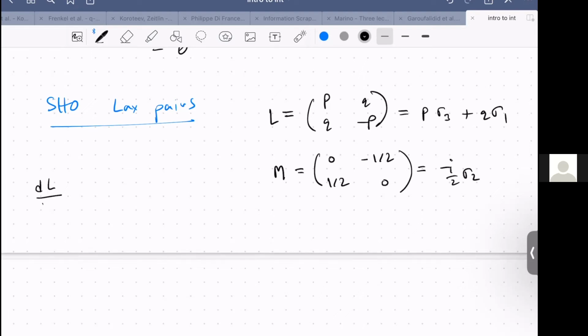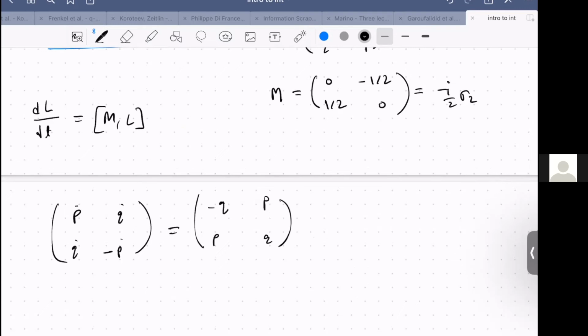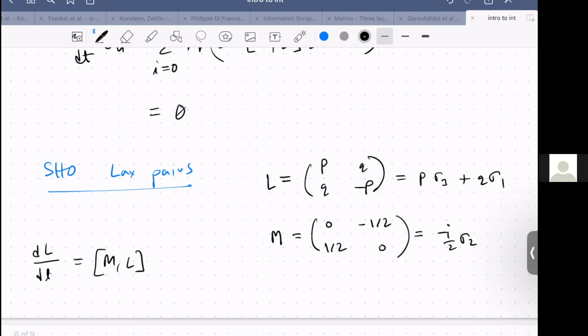Now, if you look at this equation, the Lax pair equation, dL/dt equals ML. So if you break it down, you will find that this simply says p dot, q dot, minus p dot. This is equal to, without the angular frequency, it looks kind of trivial. So let me just put omega. This omega is not the symplectic form, it's the angular frequency that appears in the Hamiltonian of a simple harmonic oscillator.